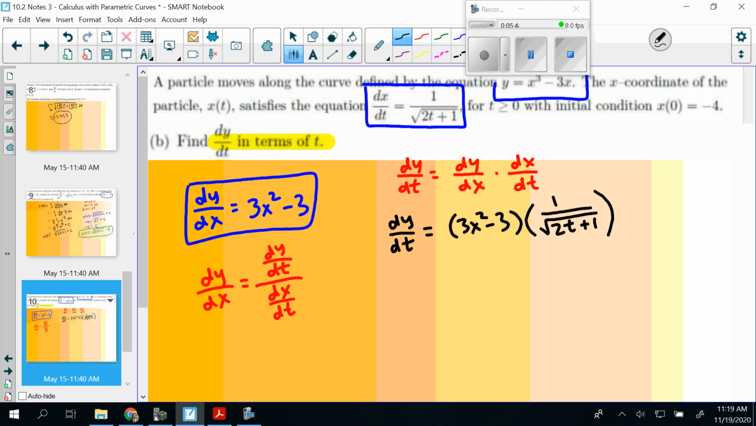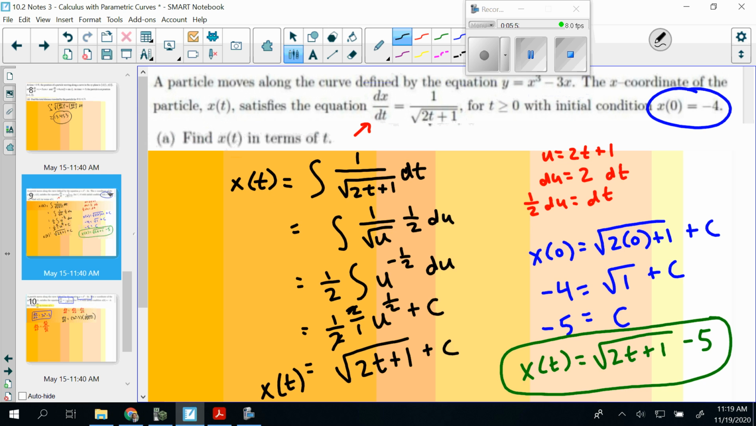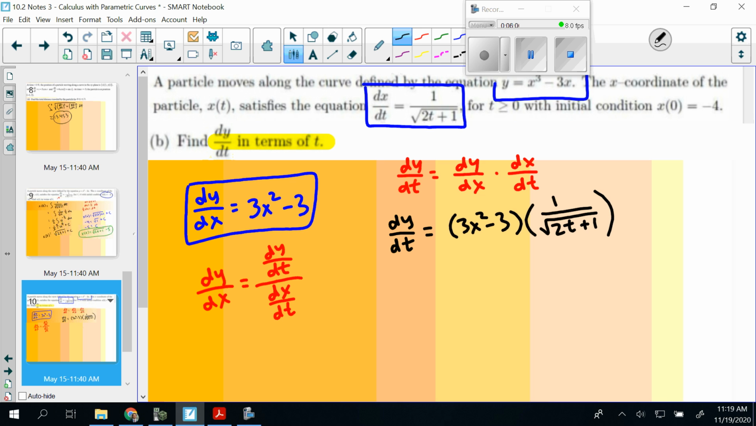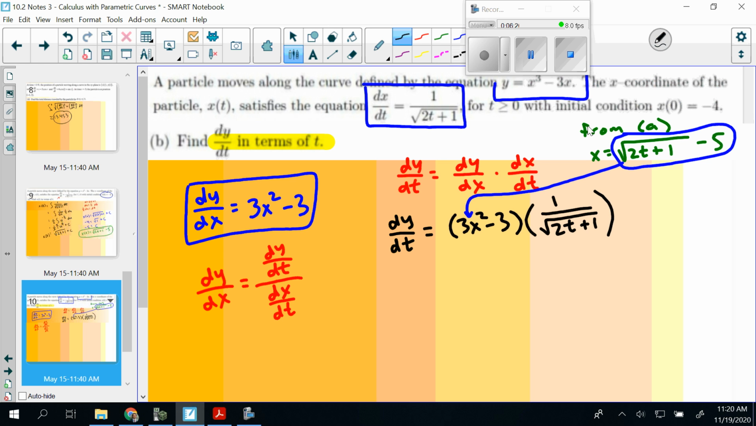How do we know what x equals? We just found that on the last part of this problem. x of t was equal to the square root of 2t plus 1 minus 5. So using that, from part A here, we know x is equal to the square root of 2t plus 1 minus 5. So we're going to take that, substitute it in place here for x, and now we got our answer.